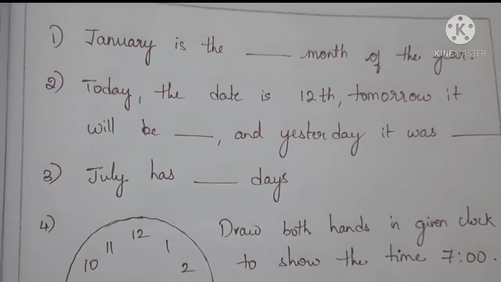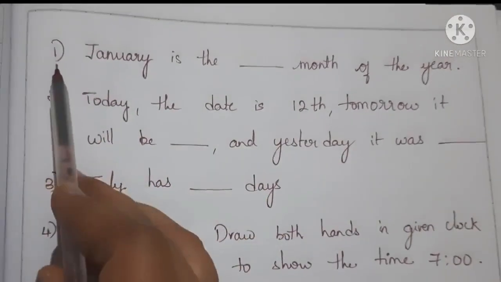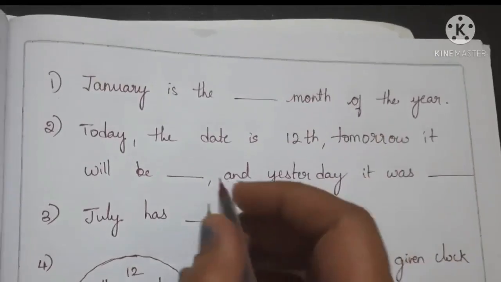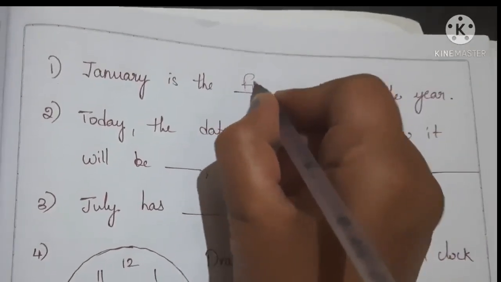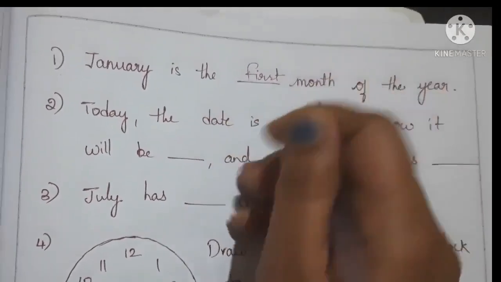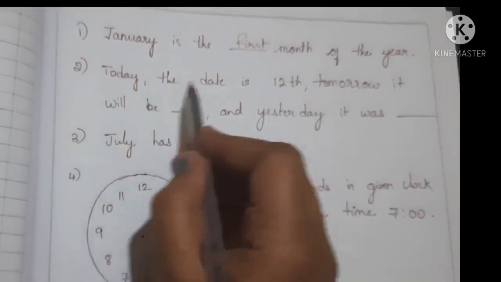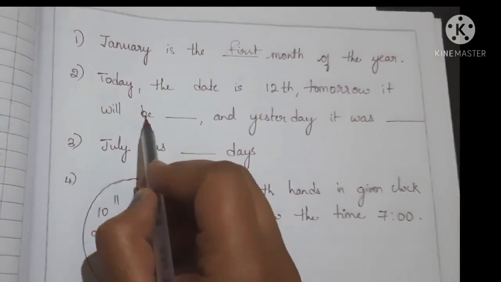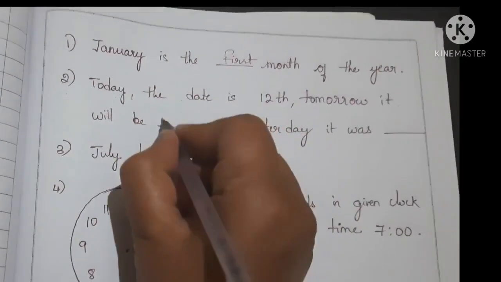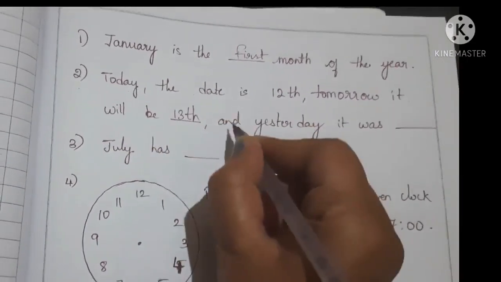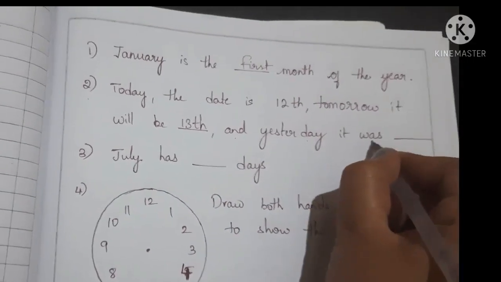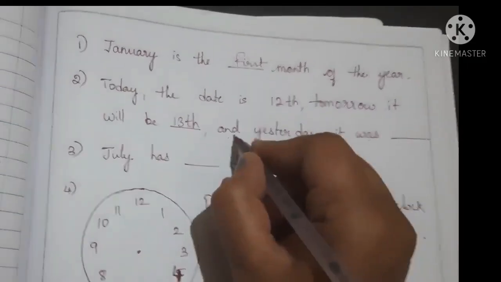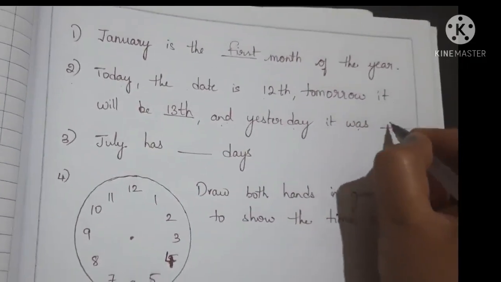Now, let us revise some questions. January is the dash month of the year. January is the first month of the year. Second question. Today, the date is 12th. Tomorrow, it will be after 12th, 13th. And yesterday, it was before 12. Which number will come? 11. So, yesterday, the date was 11th.